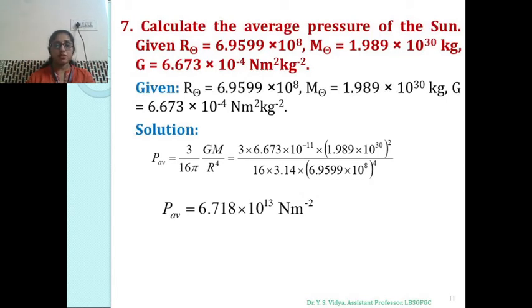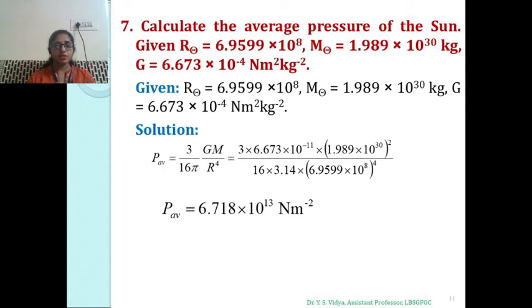Calculate the average pressure of the sun. Given R of sun is equal to 6.9599 × 10^8, mass of the sun is 1.989 × 10^30 kg, and G is 6.673 × 10^-4 Newton meter square per kg square. So here they have given the value of R of the sun, the mass of the sun, as well as the G value.